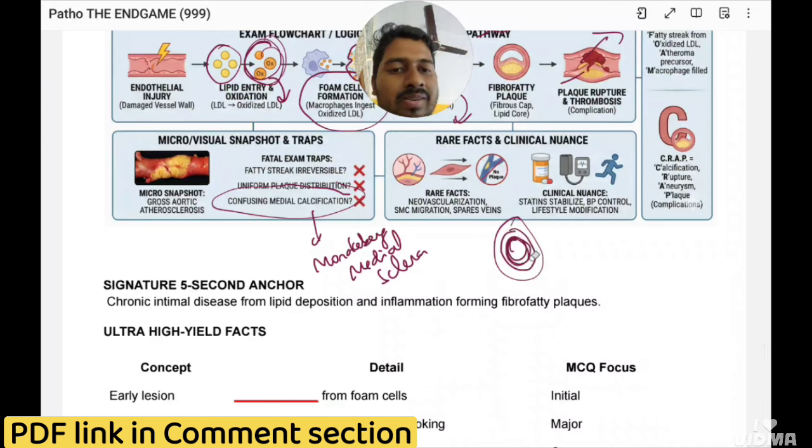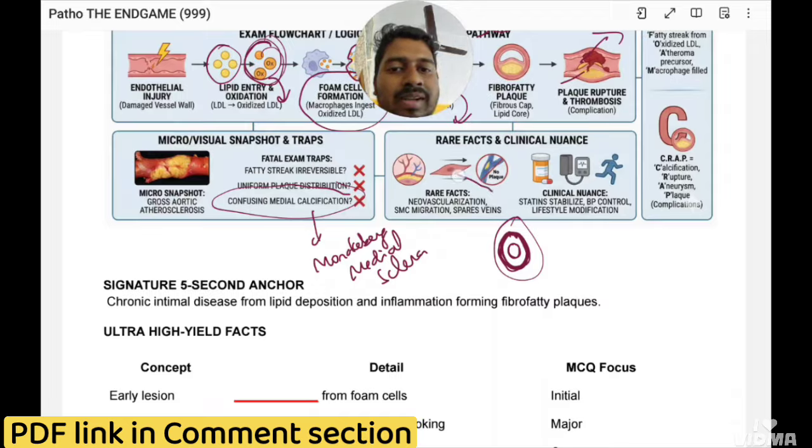Whatever happens in atherosclerosis is in the tunica intima, but in Monckeberg medial sclerosis, in the tunica media there is stiffness. So it is not similar to atherosclerosis, it is different, and it is less dangerous compared to atherosclerosis. Now, what are the other rare facts?